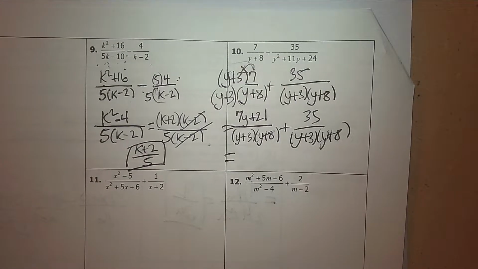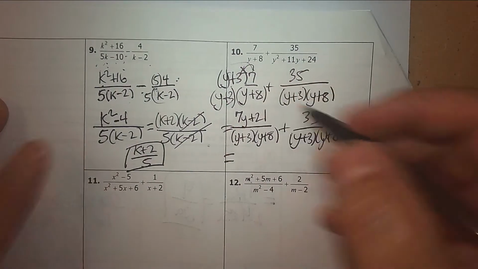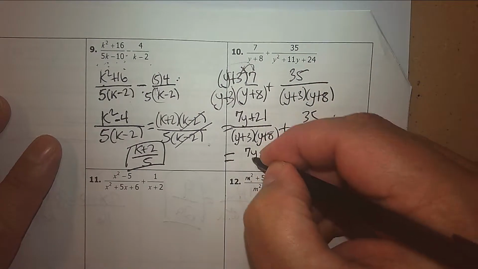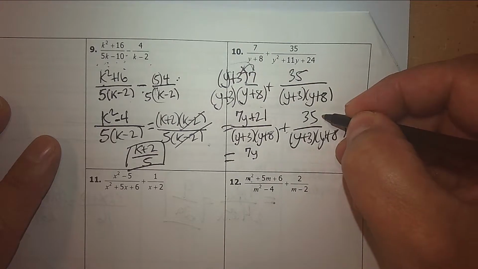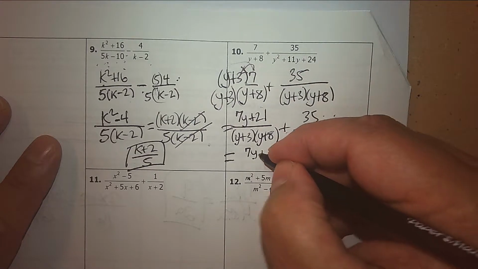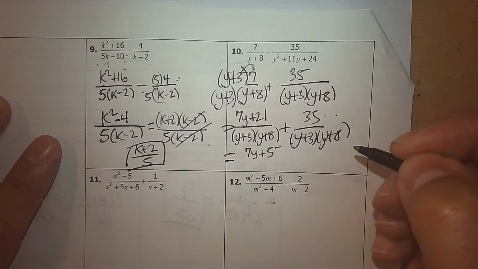So now we're ready. Are the denominators the same? The numerators, did we distribute so we can combine like terms? And we're ready to go. So 7y, there are no like terms. 21 plus 35 is 56.